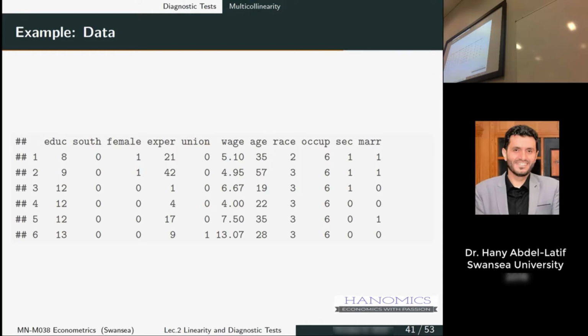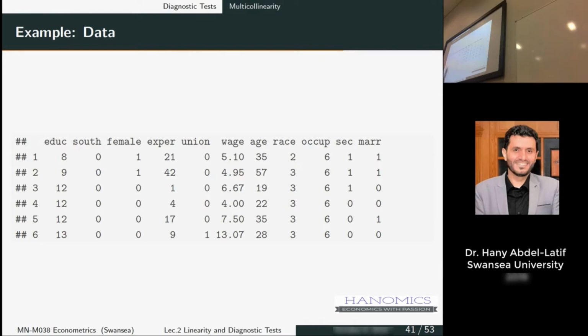The variables I have here: education, so the number of years of education. This individual, number 1, has 8 years of education. This one has 9, 12, etc. So this is the number of years of education. This is a dummy variable, whether they live in the south or not. So 0 means they don't live in the south. Female means if it's 1, the person is female.